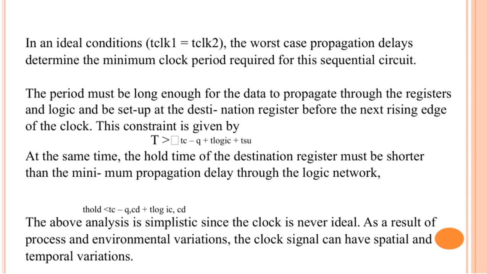The hold time must be less than the minimum propagation delay through the logic network. This means the hold time is constrained by the difference between the clock-to-Q delay and the logic delay at the destination. However, this analysis assumes an ideal clock, which is rarely the case in real systems. Process variations and environmental factors cause spatial and temporal variations in the clock signal, making the timing constraints more complex in practice. These real-world variations must be accounted for to ensure reliable circuit operation.